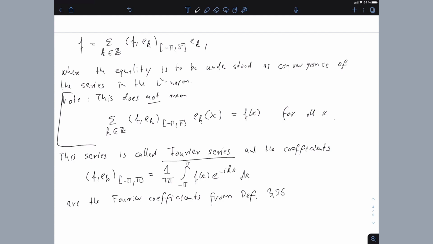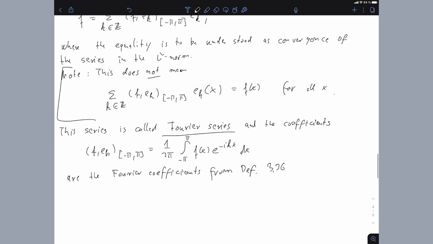There I just defined that the scalar product of our element with any orthogonal basis element, or orthogonal system element, is called Fourier coefficient. And now we see, hopefully, the relation, why this is called Fourier coefficient.